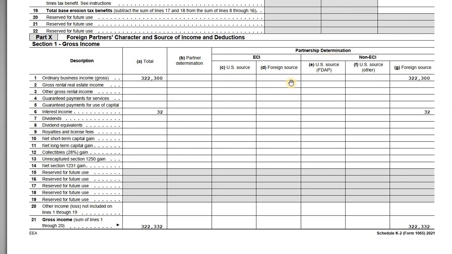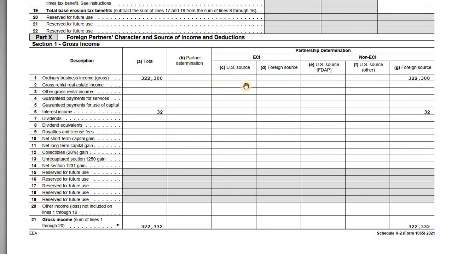The partnership determination, this is what's really important for us. So we have two columns, ECI and non-ECI. So that's effectively connected income with a U.S. trader business, and then non-ECI. Now, if the partnership or that subsidiary entity was engaged in a U.S. trader business and had ECI, we would see some values here. Right, so we would report the ECI, and that allocation to the non-resident owners, so Jane in this case, would ultimately be subject to some withholding tax.